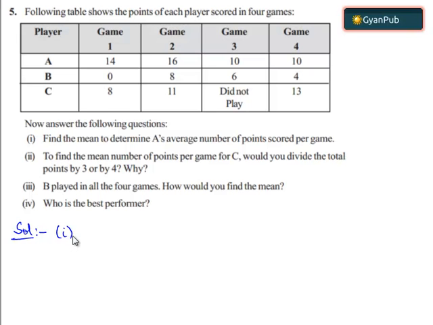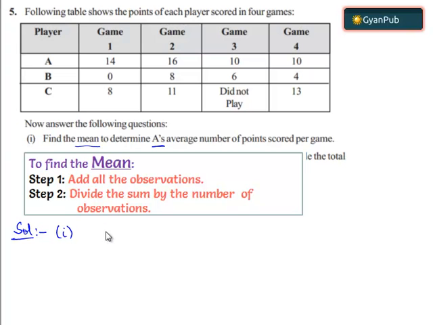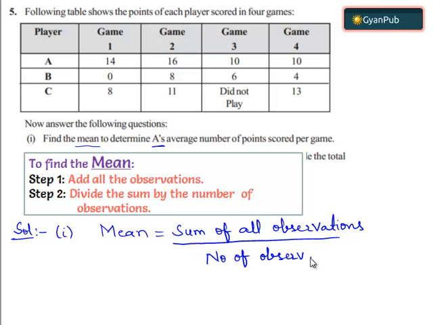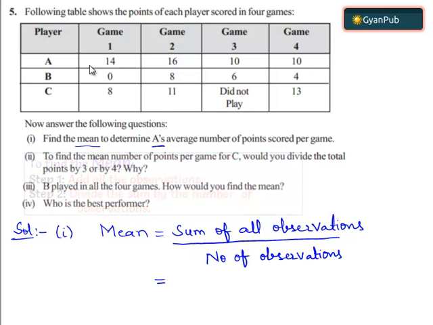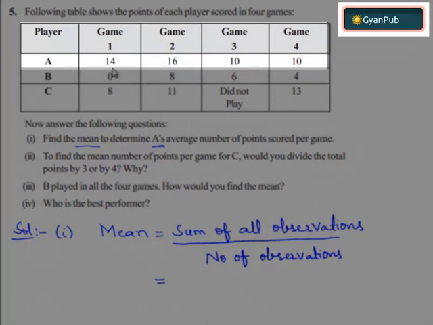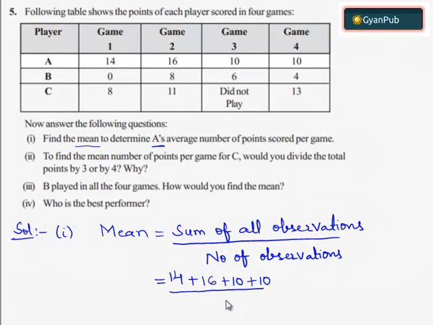In the first part, they have asked us to find the mean of player A. We know that the mean is obtained by dividing the sum of all the observations by the number of observations. Referring to the table, player A has scored 14 in the first game, 16 in the second game, 10 in the third game and 10 in the fourth game. And the number of observations is 4.